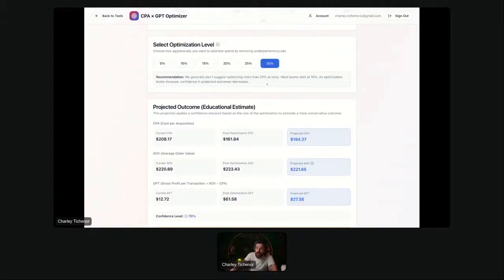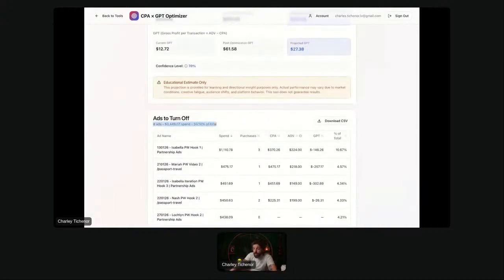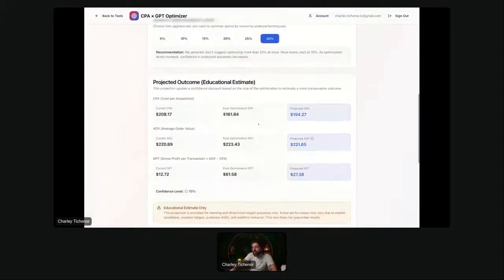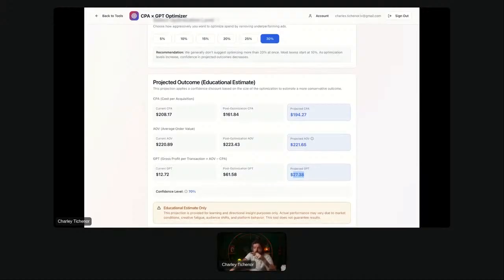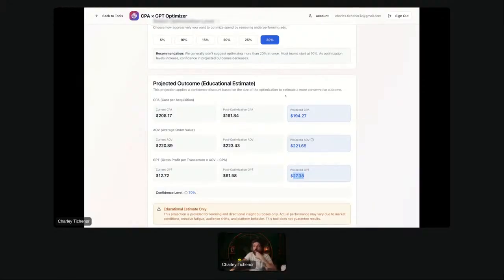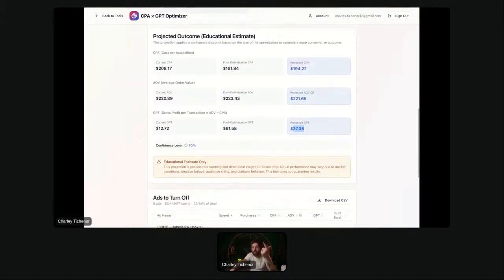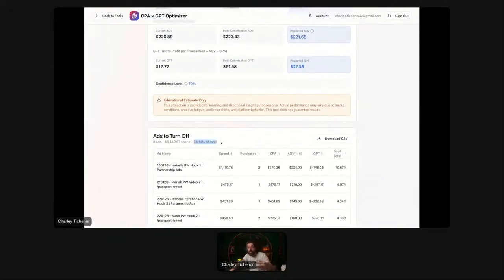Well, if we want to be hyper aggressive and go to 30, we're going to get 8 ads, which is 33% of the total, okay? Now our CPA could drop by $14 and our GPT could more than double. Now, again, our confidence level is basically the inverse of how aggressive we want to go. But now you can begin to see just how dramatic all of the changes that you want to make are. So if we're ready to be aggressive, we could do this. Now, this is the same level of change at 33% as adjusting your budget by 33%.